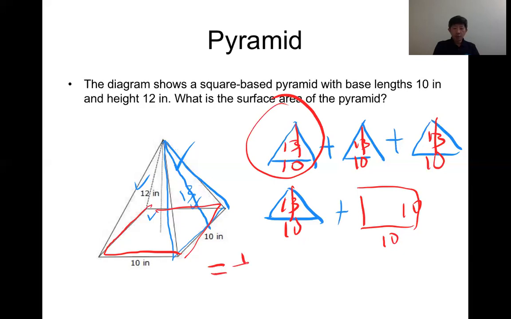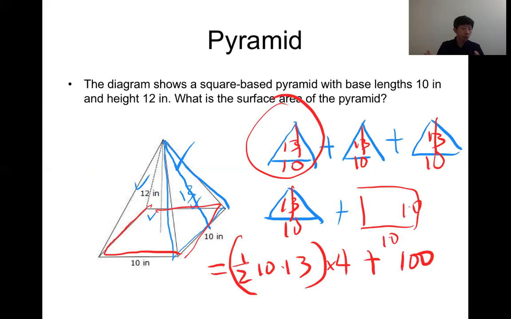Now 1/2 base times the height, base is 10, right? Height is 13, right? And then how many do we have? We have 4 of them, right? And then plus 10 by 10, which is 100, right? So added up, the total answer is 360 inches squared. This is how we find the surface area of the pyramid, okay?